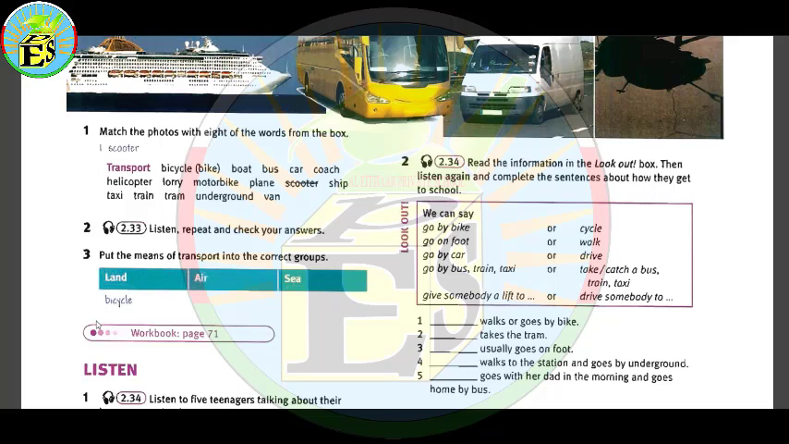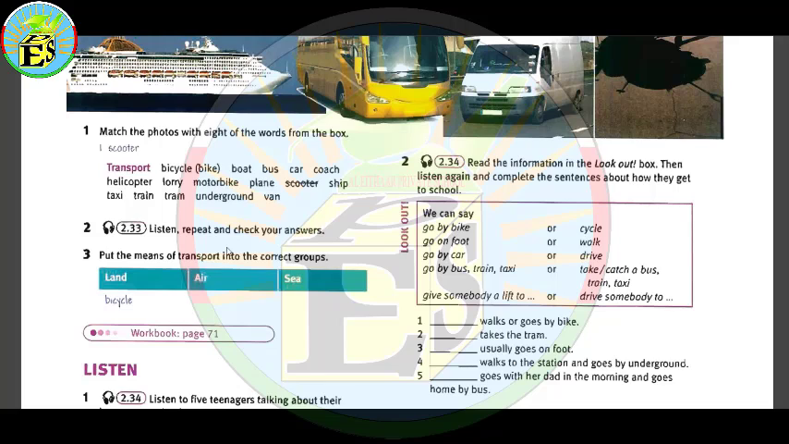Goes right here with the land. Car goes with the land. Coach, which is picture number 5. We don't call this a bus, it's called a coach, so it goes with the land group. This group will win with the number of the transportation that belongs to. And then we have the helicopter, which is picture number 8, and it goes with the air group.